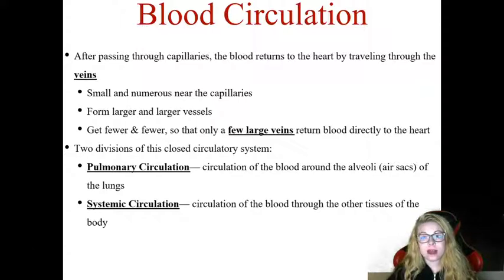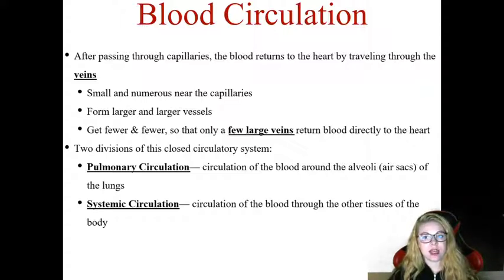And so after passing through the capillaries, the blood returns to the heart by traveling through the veins. As we said, arteries go away from the heart, veins bring blood back to the heart. And they are small and numerous near the capillaries, and they form larger and larger vessels.